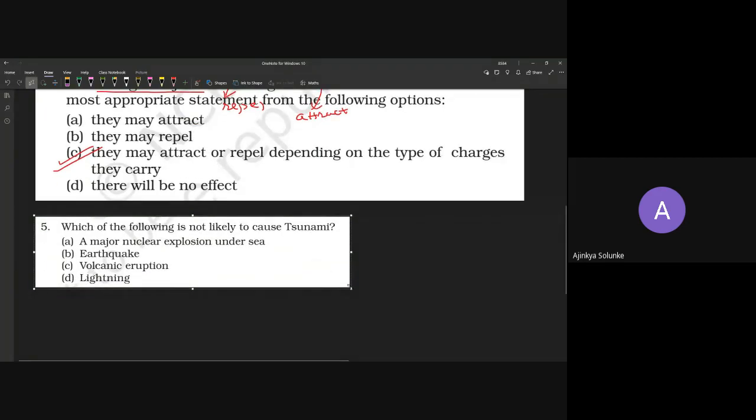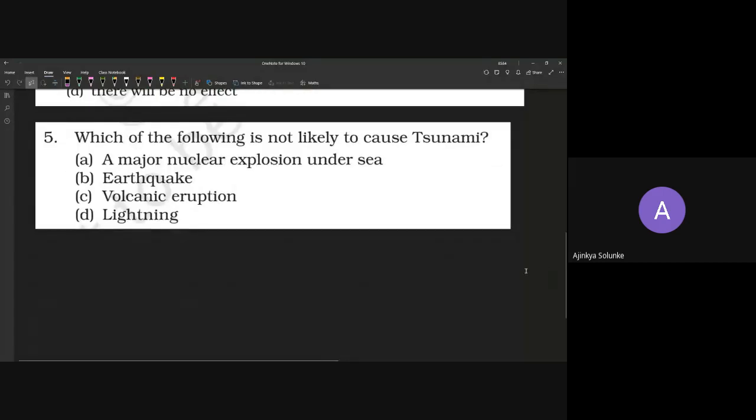Next question, which of the following is not likely to cause a tsunami? So they are asking, which of the following options will not cause a tsunami? Very simple. Okay, correct. The correct answer is definitely D, because lightning is not going to cause a tsunami. For a tsunami, you will require a lot of vibrations and quakes, and that is not going to happen with the help of lightning. So lightning is the answer.